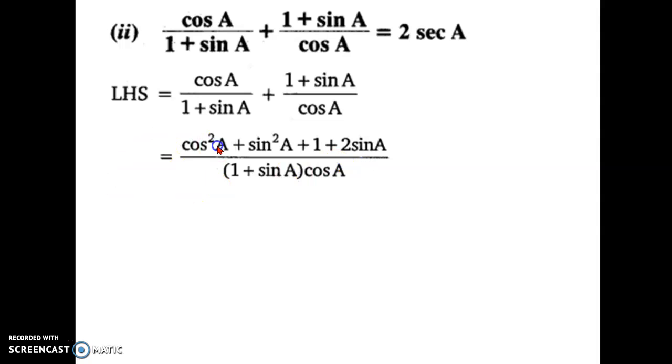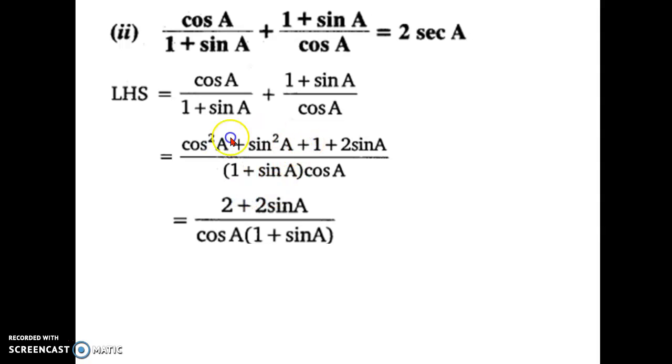Now if you see cos square A plus sin square A, that is 1 you will get. So 1 plus 1 you will get 2. This is one identity. So I have shown you how the identity is taken. So you will get 1 here. So 1 plus 1 is 2. So 2 plus 2 sin A, and divided by cos A, just it's written in the front.